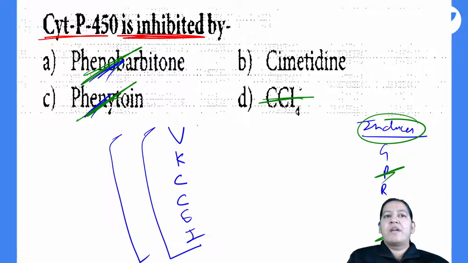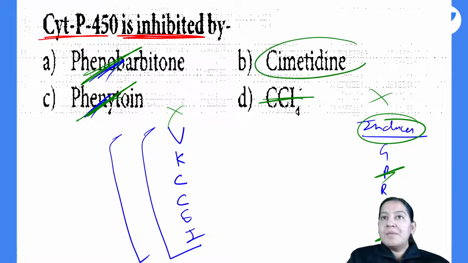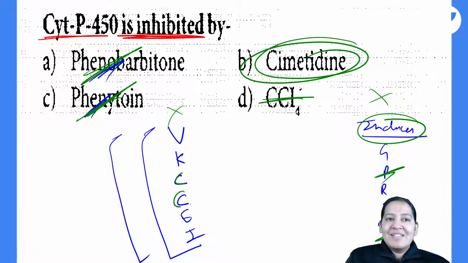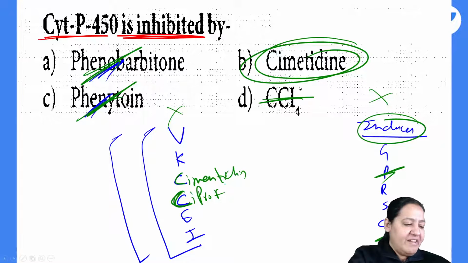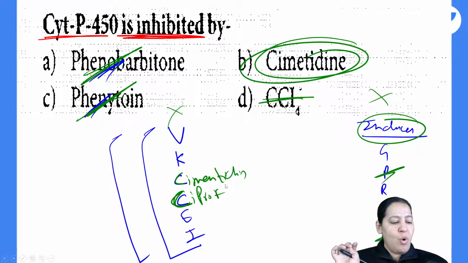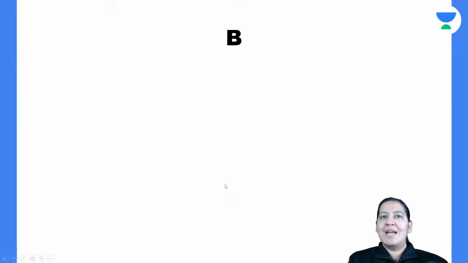CCl4 is coming nowhere, neither here nor there. But what about cimetidine? One of the C's here is cimetidine, and another C is ciprofloxacin. I have told you very clearly. So everyone is right. Very good, Pranali, Abhirami, Peter, Grace, Aarti, Kuldeep, Ashish, you all are right. The correct answer here is B.